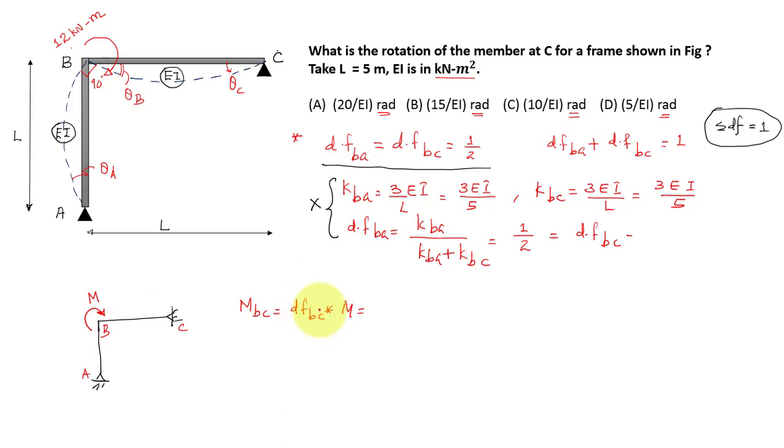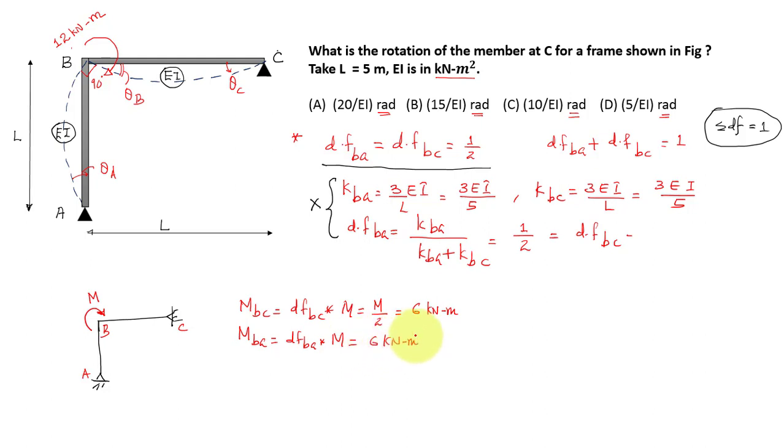So the distribution factor for BC is equal to 1 by 2, that means M by 2. In this case M is 12 kilonewton meter, so this will be 6 kilonewton meter. Similarly, MBA, the moment shared in this member BA or this column BA, is the distribution factor of BA times M. That is also 1 by 2 into M, that is M by 2, which is also 6 kilonewton meter.